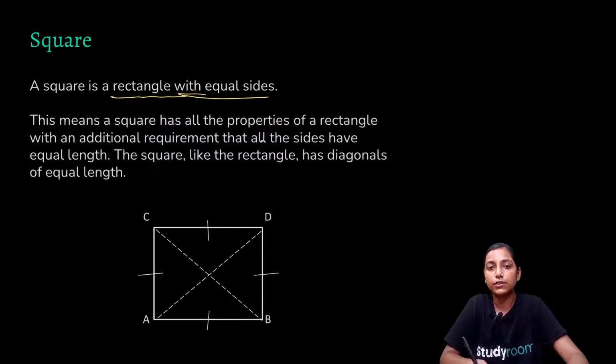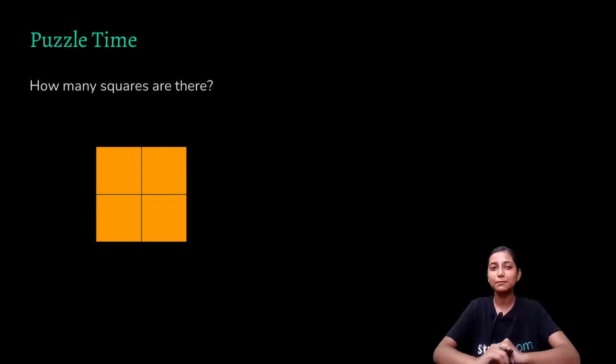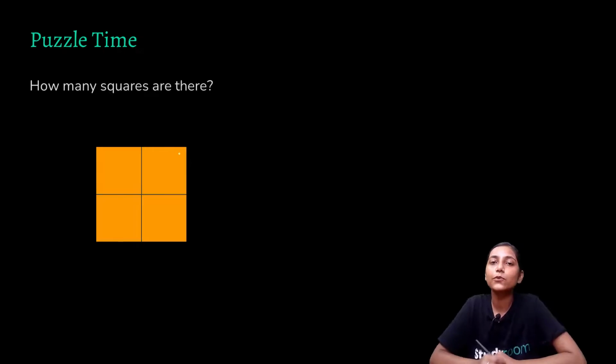All the properties of this rectangle will be true for a square also, but for a square, all the sides will have equal length. The square, like the rectangle, has diagonals of equal length. Since rectangle had these diagonals of equal length, and a square is also a type of rectangle with all sides equal, it will also have equal diagonals. We have this puzzle now. How many squares are there?